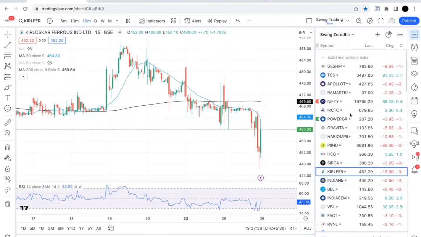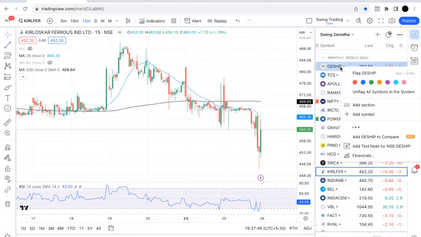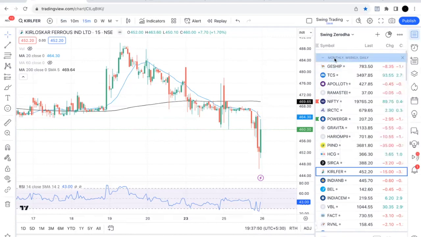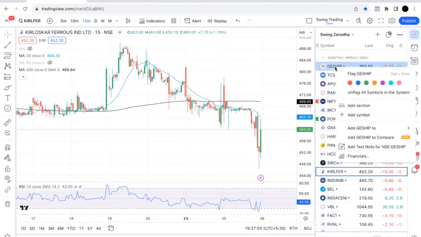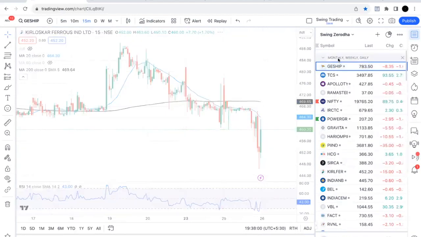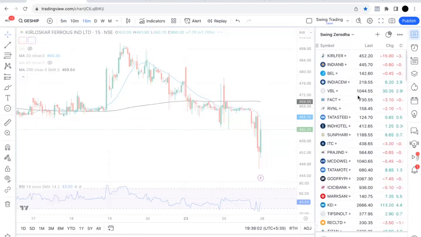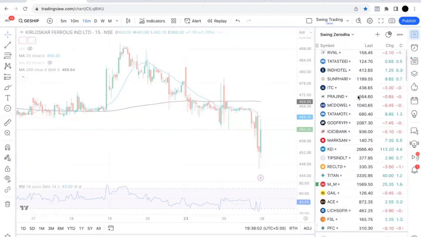First of all, I make three, whatever they call this, sections. Yeah, three of these sections. To add the sections, all you have to do is right click and press add section, and then you can rename the section also. The first one, I called it monthly, weekly, daily. Second one, I called it monthly and weekly only.